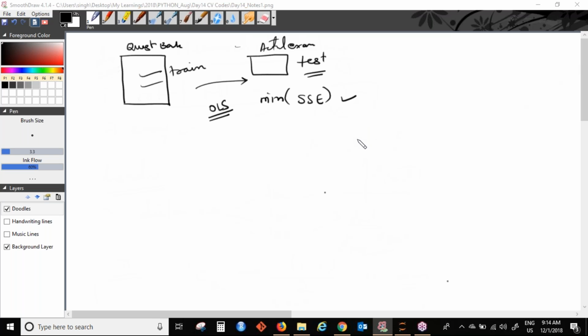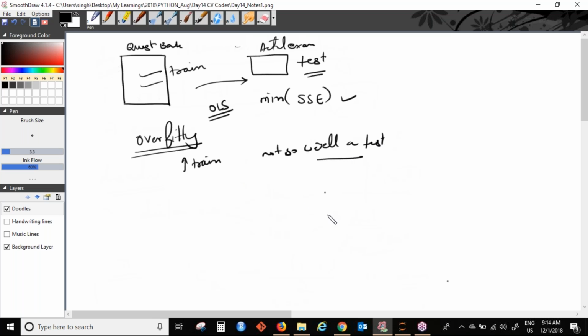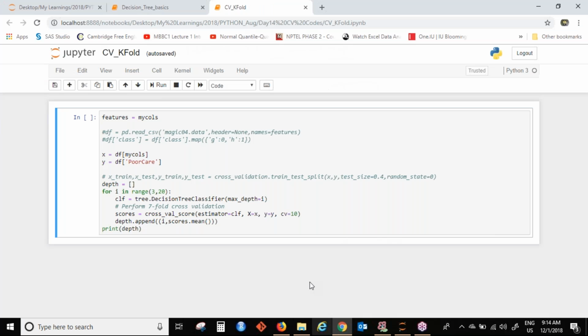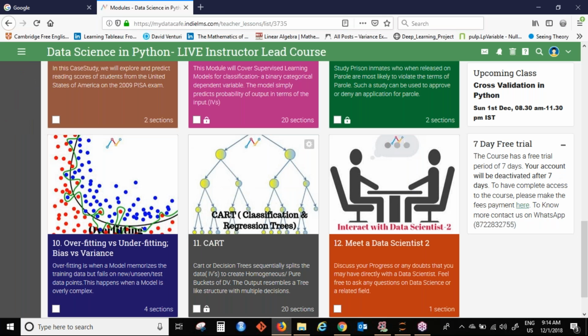Okay, so Anupama is asking a question: the model which performs good on training data and not good on test data. Yeah, that is the concept of overfitting, Anupama. We have discussed this extensively. The concept of overfitting is where you perform very well on training data, but not so well on test data. This has been covered in detail. I'm not sure if you missed it, but we have a separate module for this: overfitting versus underfitting.